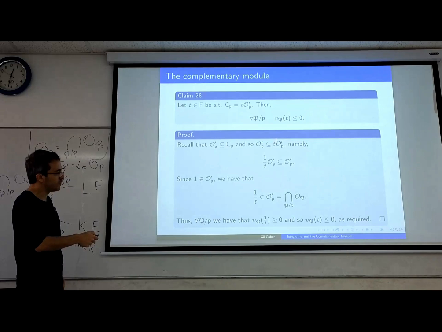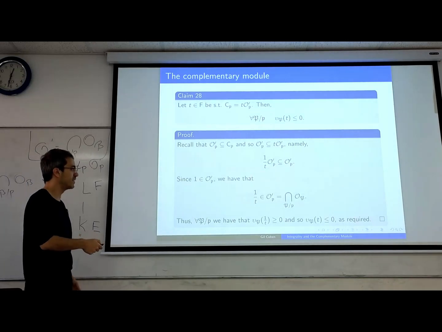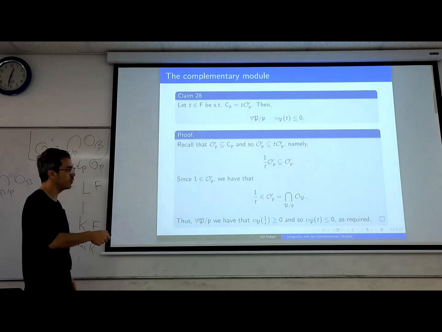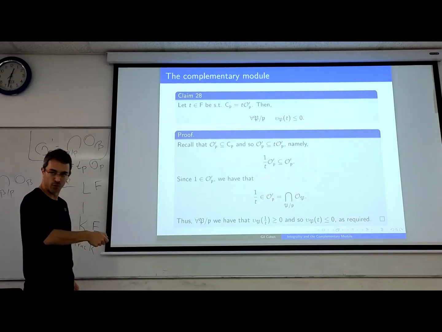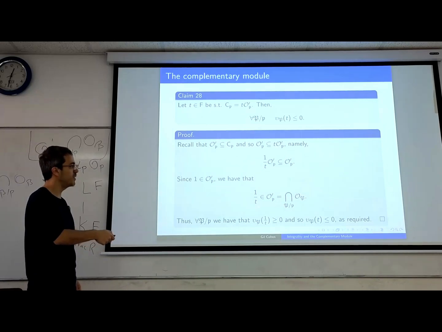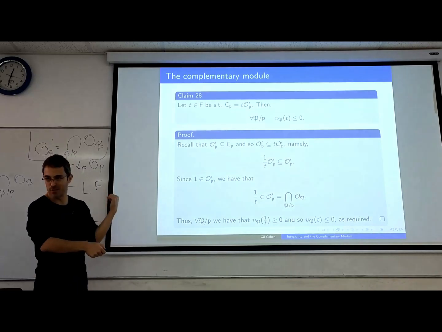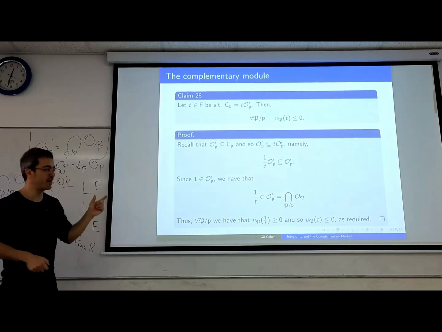So this means that if you divide by T, 1 over T times every element here is an element here, right? But that's it. So 1 over T is here because you can choose 1 here. Namely, it is in the intersection of all capital primes, all capital P's. So this means that 1 over T has non-negative valuations at each place here. So T has non-positive ones. So it's a minus.